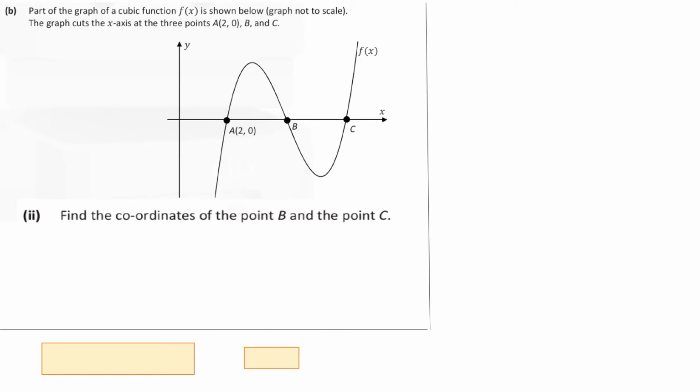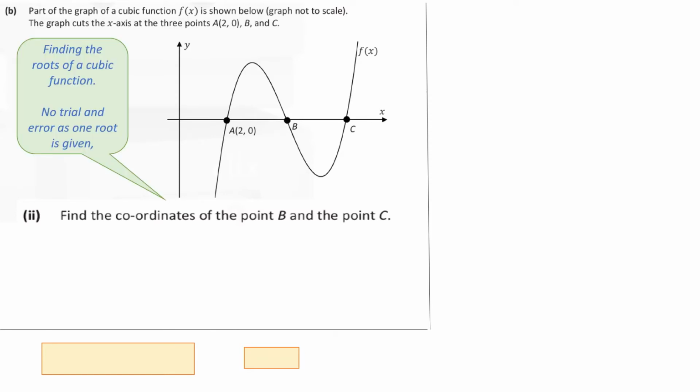So part B, part 2, find the coordinates of B and C. So this is actually asking us about factor theorem. We're using this idea of trial and error, finding a root, then we know a factor and divide a factor in. Now, there's no need for trial and error in this particular case because we already know one of the roots. We have A, we have B, and we have C, but we know A.